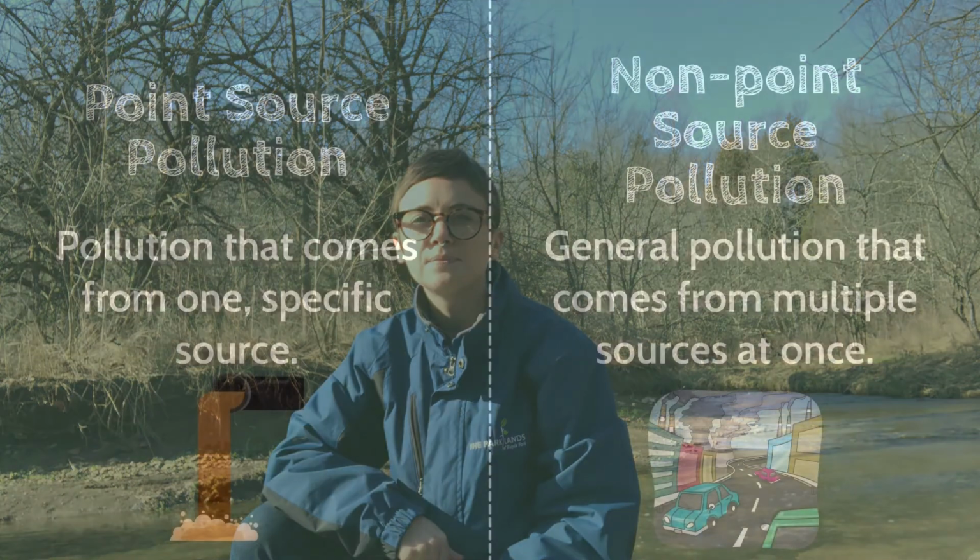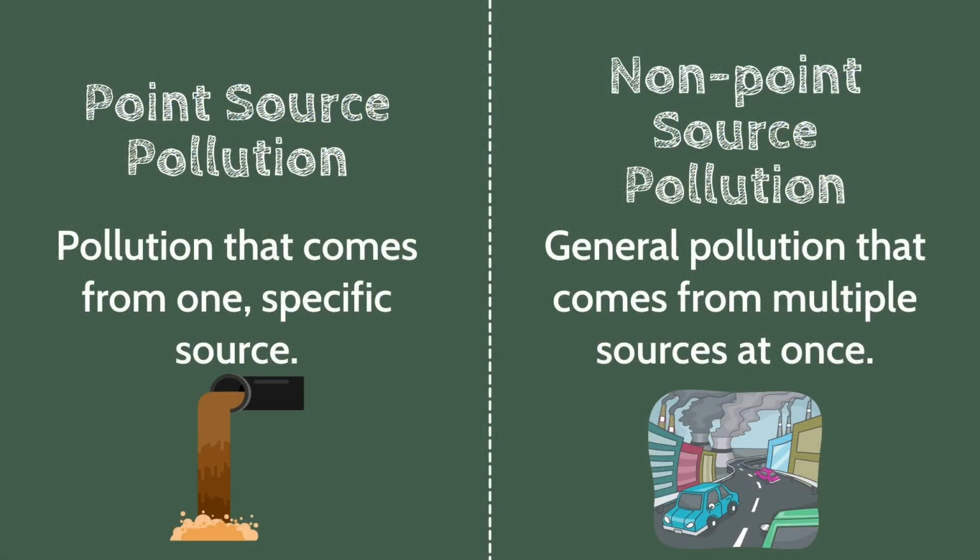The second type of pollution is called non-point source pollution. And this is just a pollution that is very general. It comes from multiple different places, and you can't really point to one specific place or source for the pollution. So an example would be maybe a creek that runs through a neighborhood. You can't point at the specific house or the specific pipe that causes pollution through that creek. You just know it's coming from the general area around the creek.